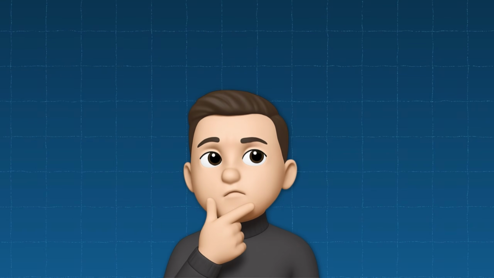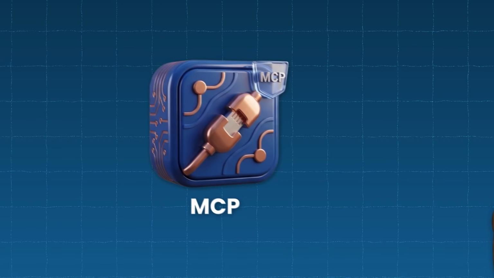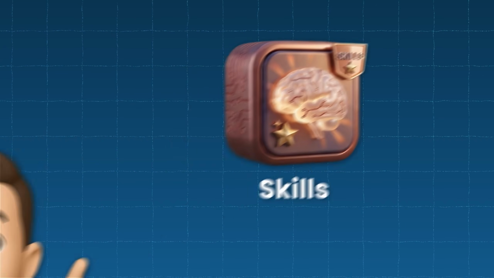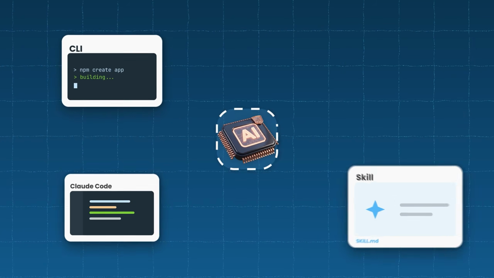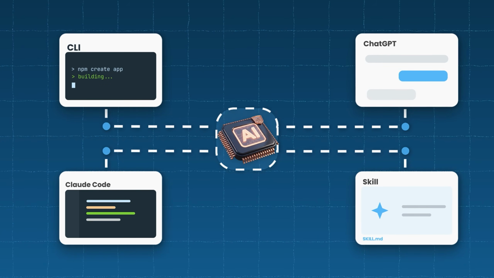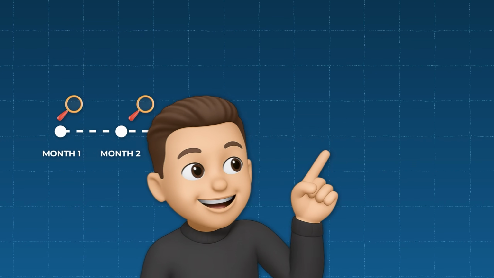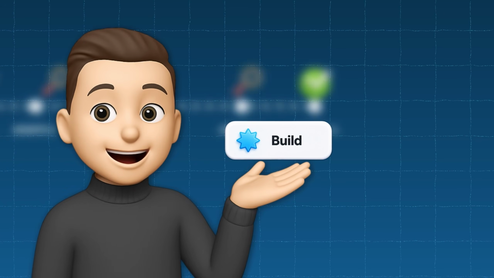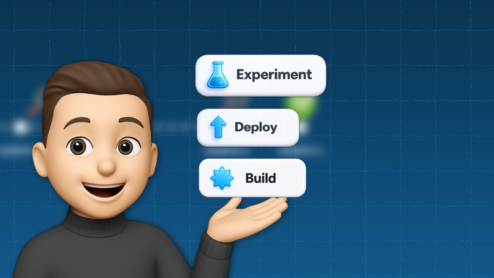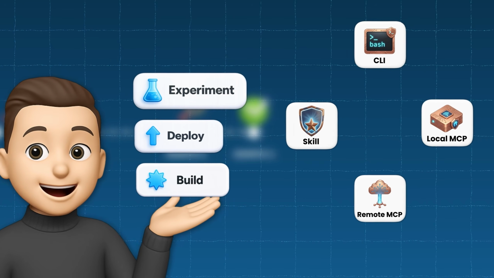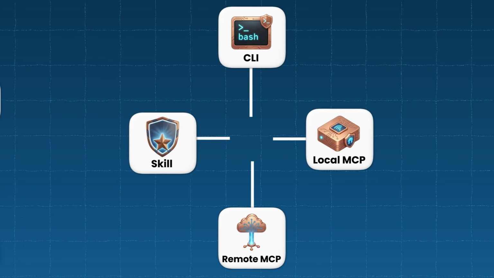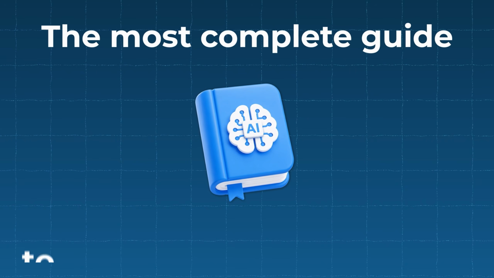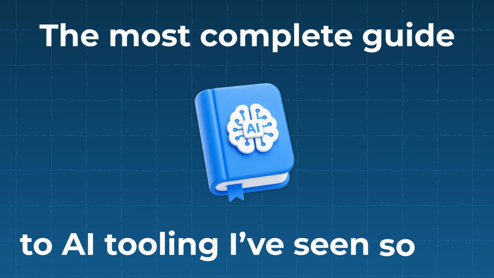The question is no longer, should I learn MCPs or should I learn skills? The question becomes, how do I build a tool and make it work everywhere? That's the question I've spent the last few months trying to answer. I've been building, deploying, and experimenting with all of these approaches. And in this tutorial, I'm going to bring them together into what is probably the most complete guide to AI tooling I've seen so far.